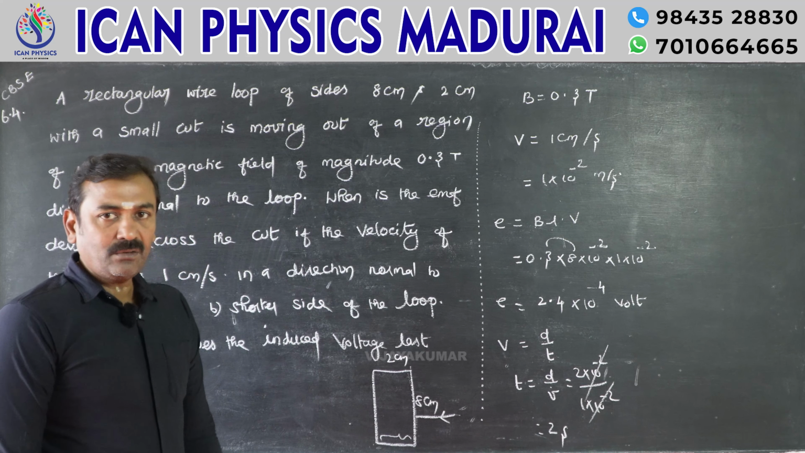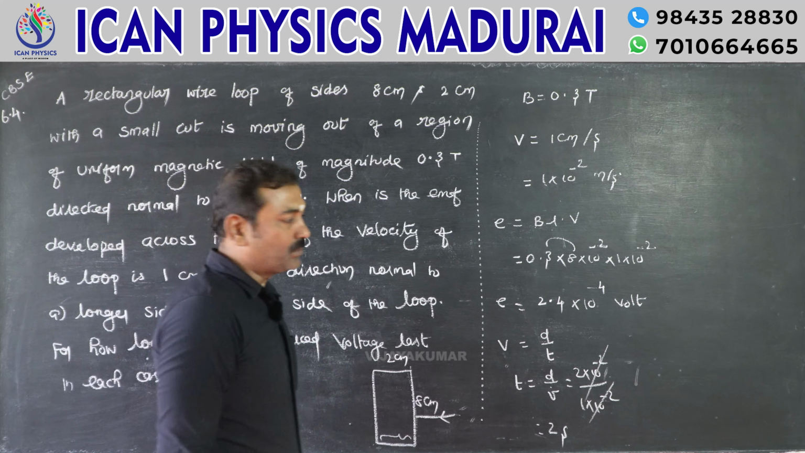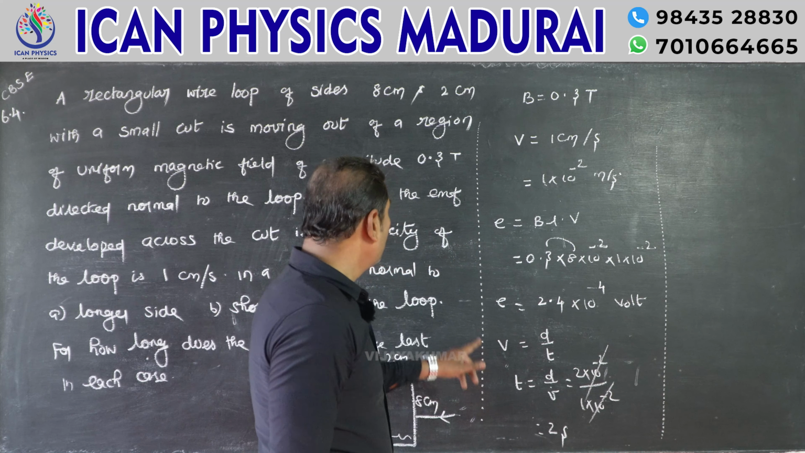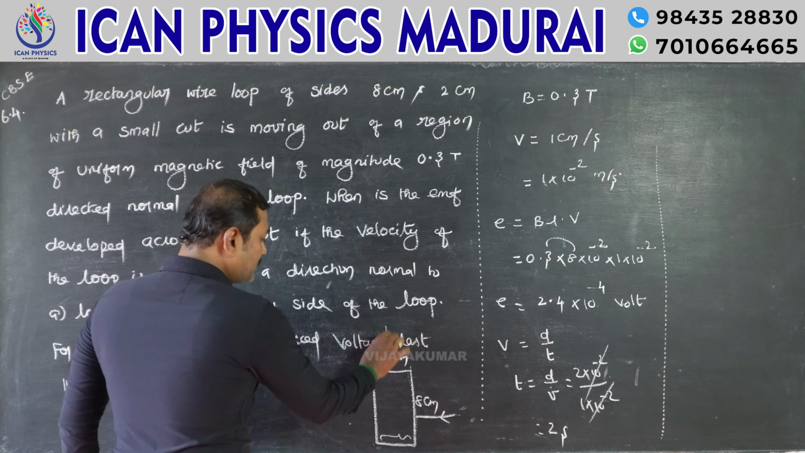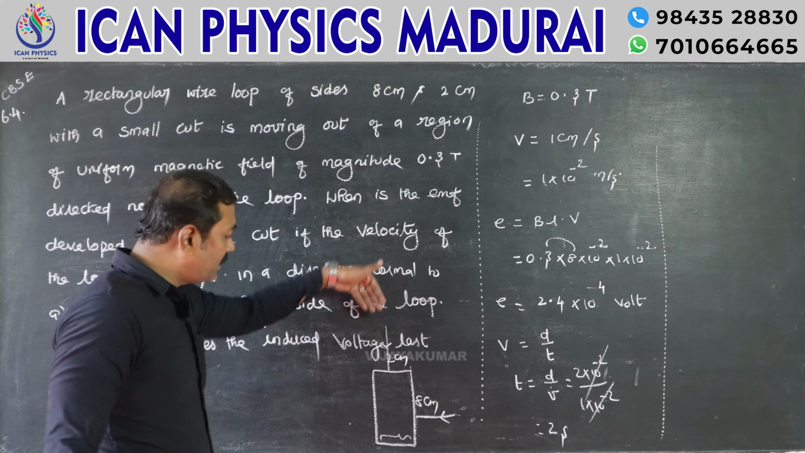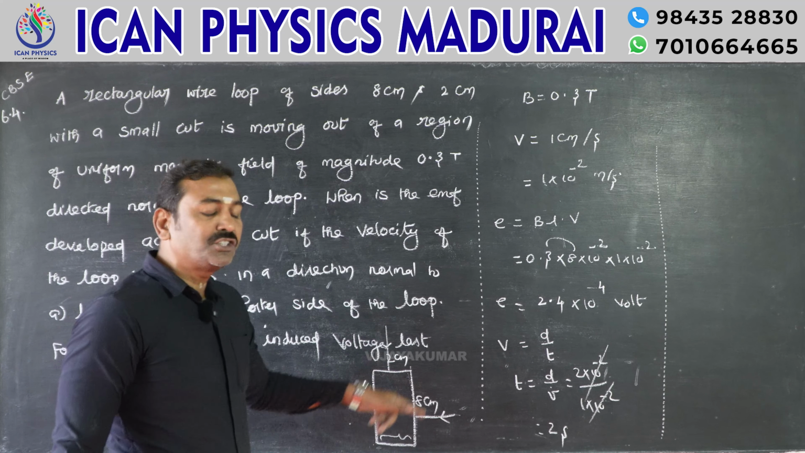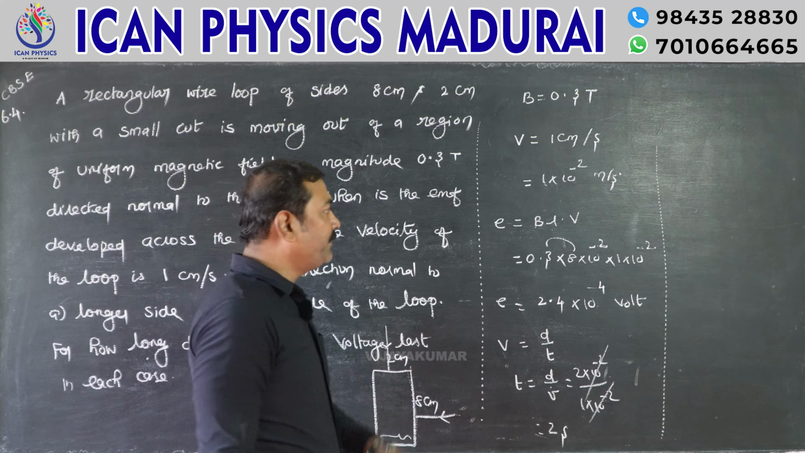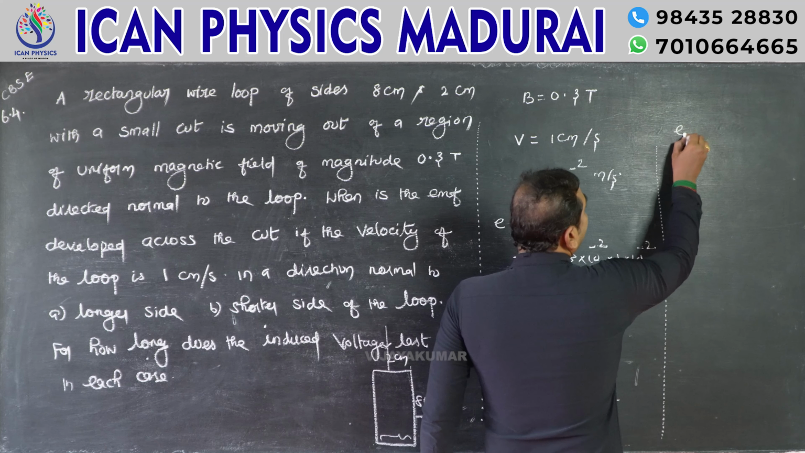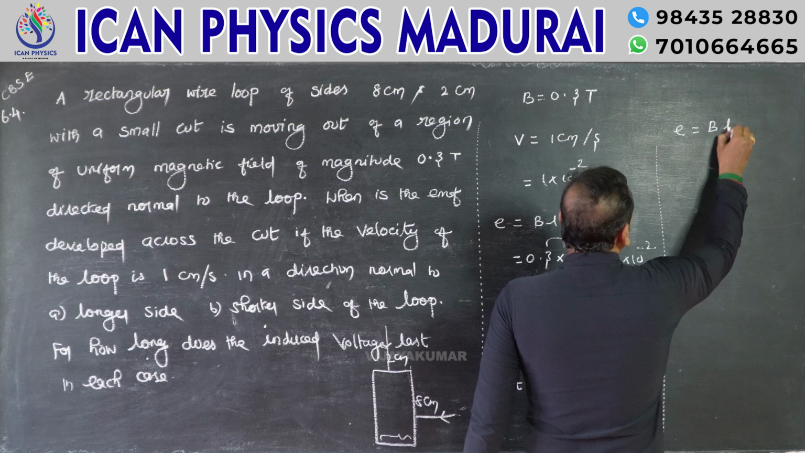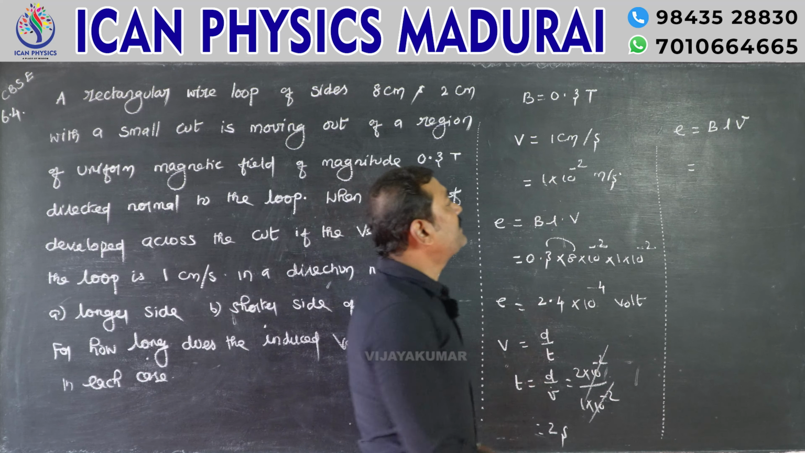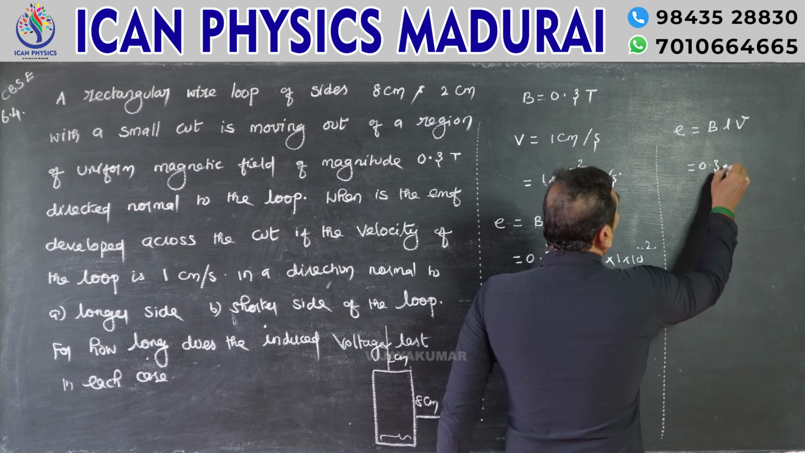Okay. Do you get it now? Do you have any doubts? No doubts. Okay. Now, the second one. So, when the force is moving normal to the shorter side, the length becomes 2 centimeter. So, the EMF equal to BLV. So, what is B? 0.3. Now, what about the length?